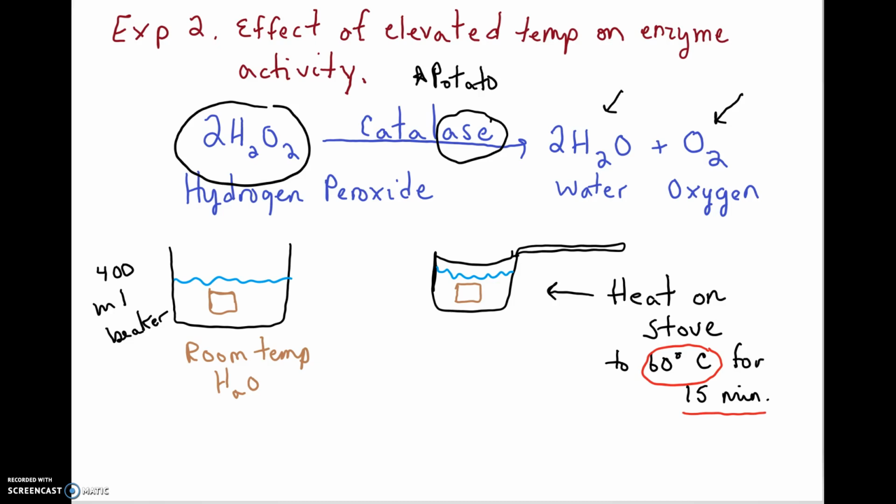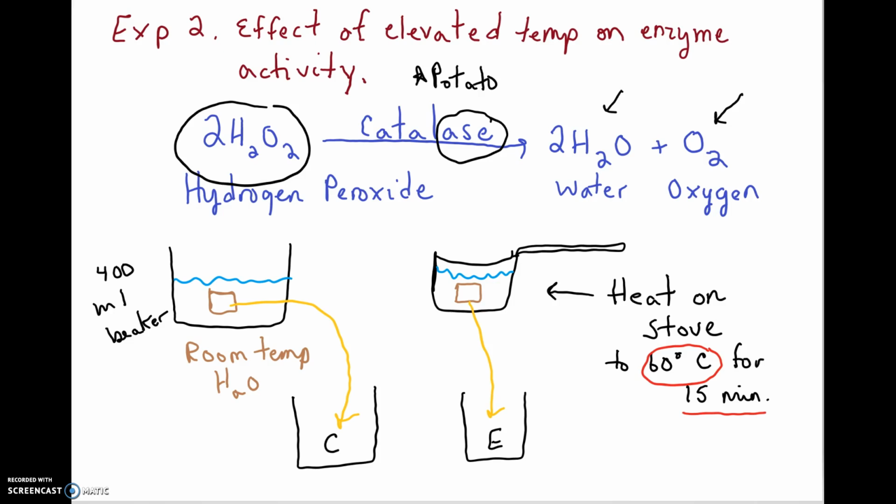Okay, now once you've done that and they both sat there for 15 minutes, either in the room temperature water or the one that you've heated up, then you're going to transfer them into your little cups. So you're going to have 1 cup that you're going to put a C on, that's going to be your control, and another cup that you're going to put an E on, that's your experimental. The room temperature potato cube goes into the control cup. The heated potato goes into the experimental cup.